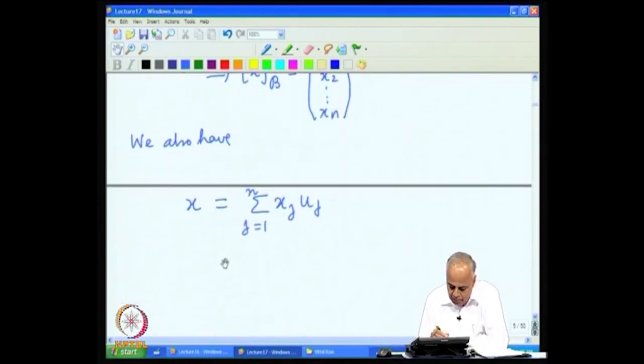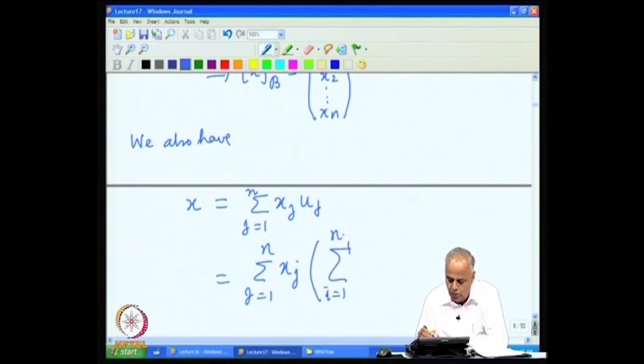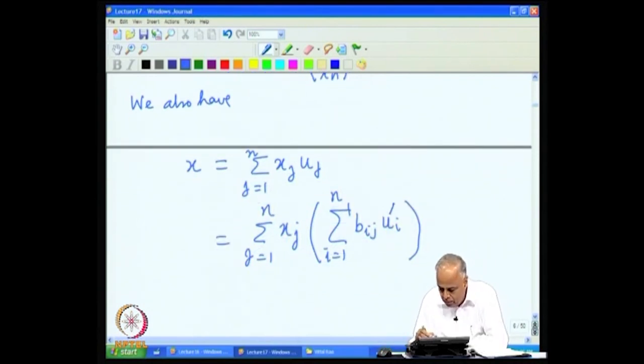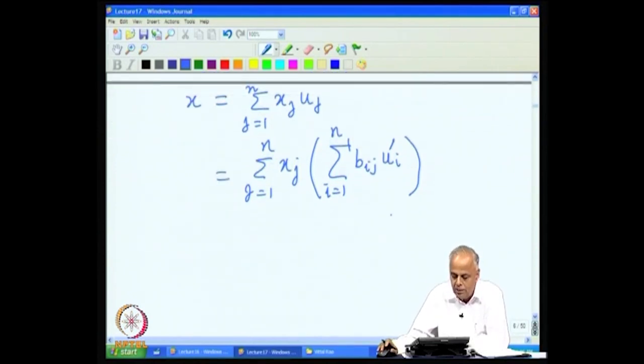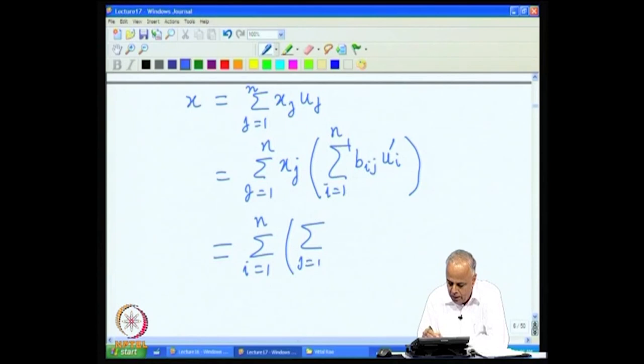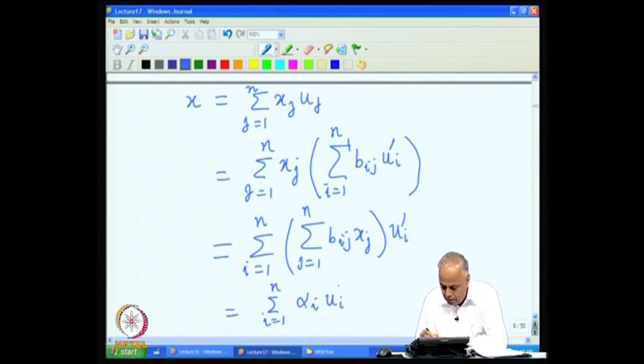So this tells me that x is equal to the summation j equal to 1 to n of xj uj, which can be written as the summation i equal to 1 to n of bij ui prime, because now we are representing the b basis vectors in terms of the b prime basis. There is a double summation and everything is a finite sum, so you can rearrange the summation and write it as the sum over i from 1 to n of the sum over j from 1 to n of bij xj times ui prime. So, I can write this as the sum over i of alpha i times ui prime.